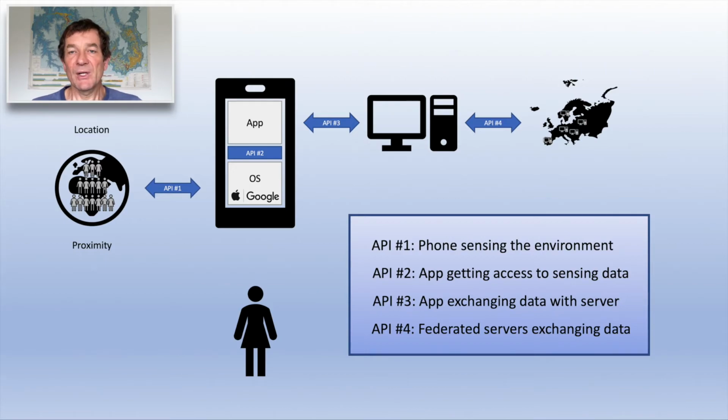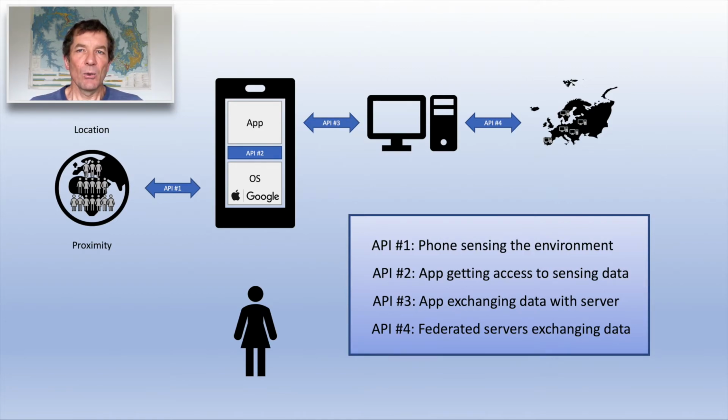So in summary, when we look at this picture, what you see is this not very complicated, but also not trivial picture of 4 different steps of how information is exchanged. It's information that is exchanged between the environment and my phone. Then it's information that is exchanged between my phone and the app that is installed on my phone. Then it's information that's exchanged between the app on my phone and the server in the country where I live. And then it's also information that is exchanged across servers in different countries.